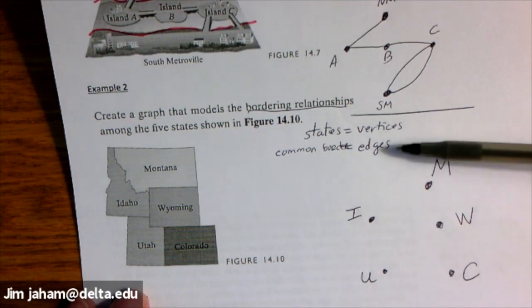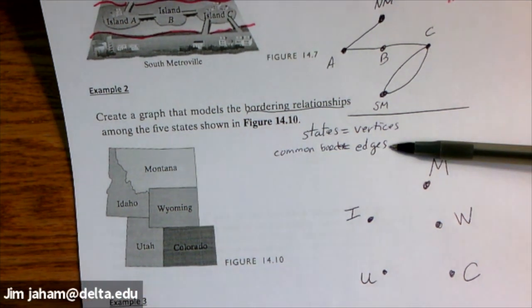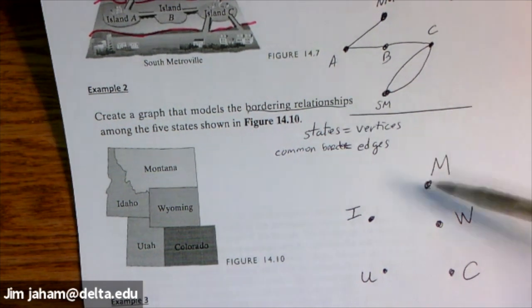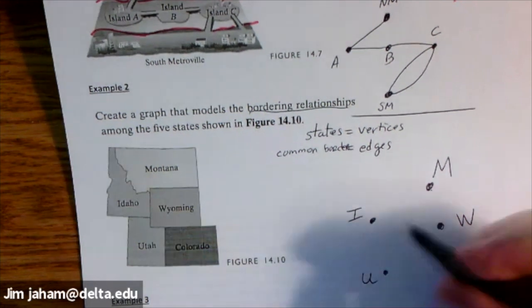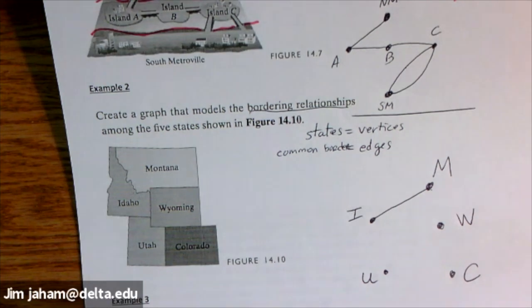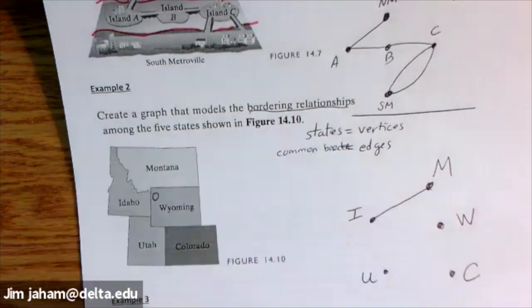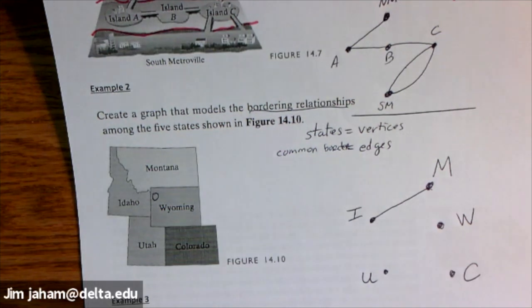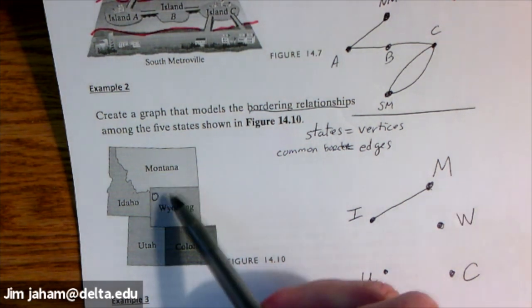All right, now, if 2 states have a common border, we're going to connect them together with an edge. So we'll start up here at Montana. Montana has a border with Idaho, so we're going to connect Montana with Idaho. Here is Yellowstone National Park right there, Wyoming. Great place to visit. Montana has a border with Wyoming.